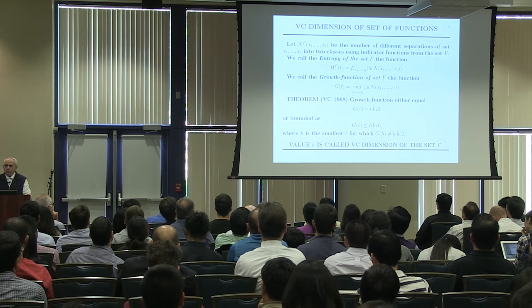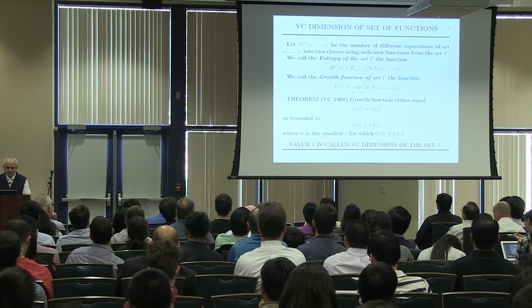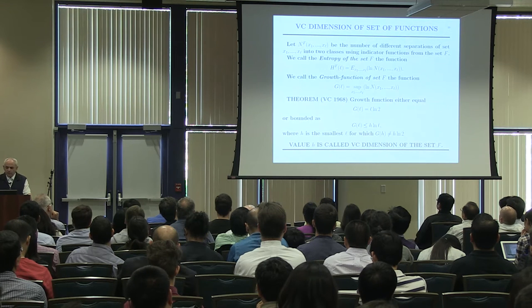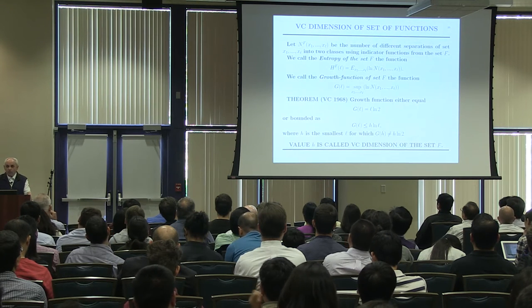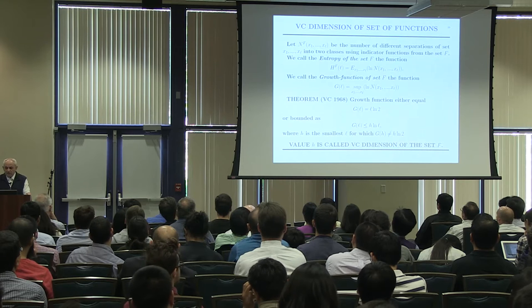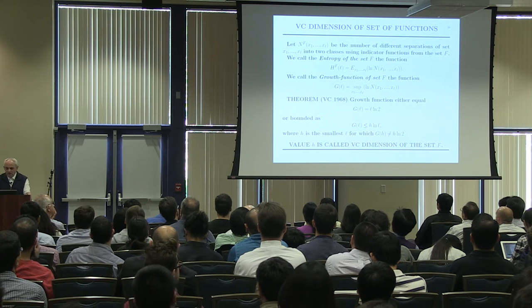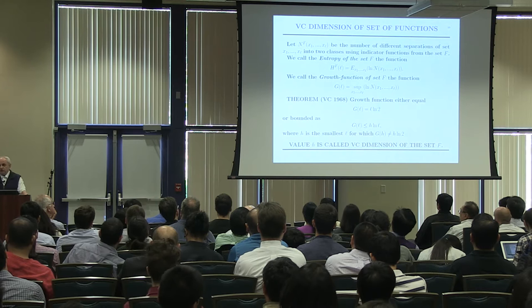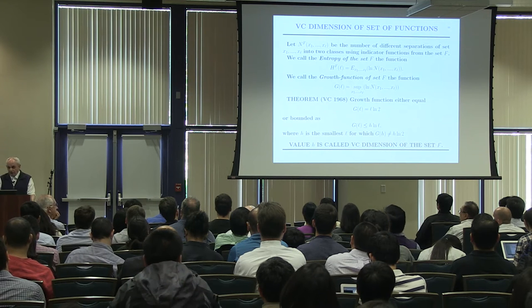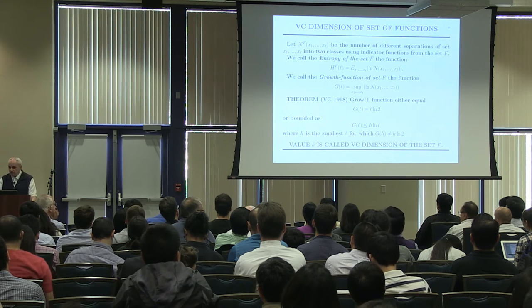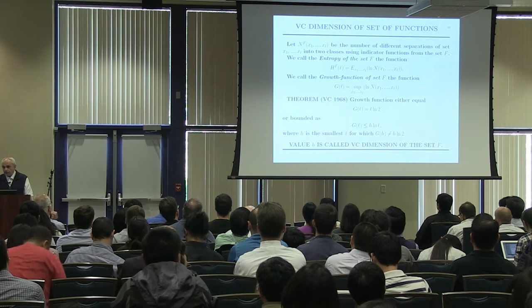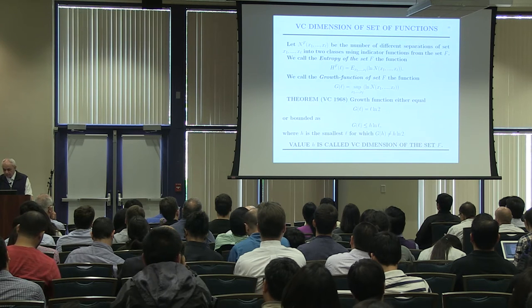But we don't know the probability measure, so we cannot take the expectation. We would like to have the supremum over all possible observations. That we call the growth function. Then we prove that the growth function can be either linear or logarithmic. It cannot be in between. The coefficient in front of the logarithm is called the VC dimension.